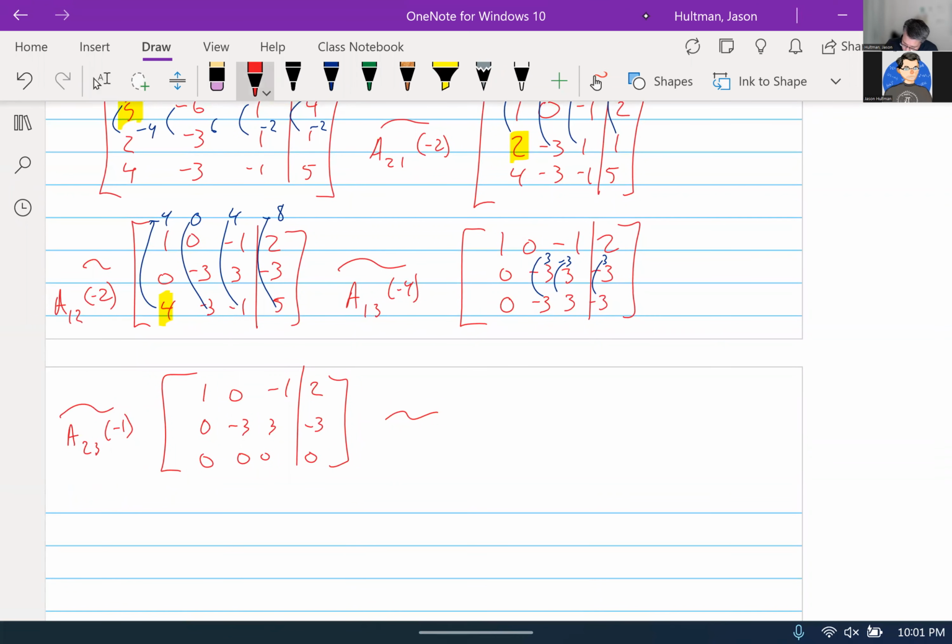Okay, and so we're going to get, let's multiply the middle row through by negative 1/3. So multiply row 2 by negative 1/3, and we end up with 1, 0, negative 1, 0, 1, negative 1, 1. And then a row of zeros, 0, 0, 0, 0.